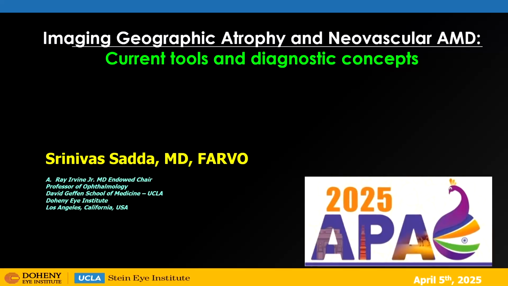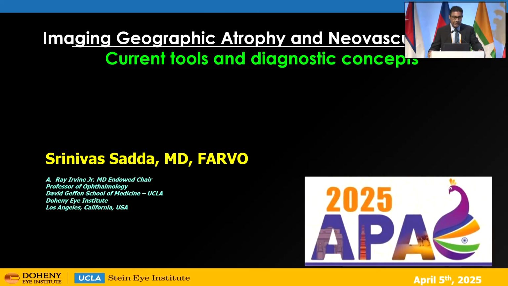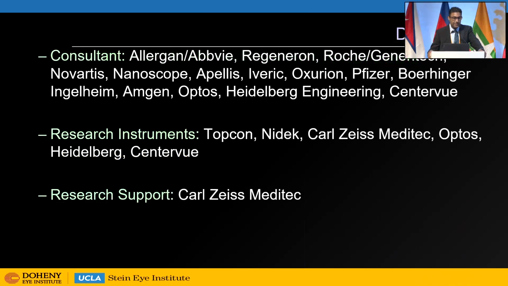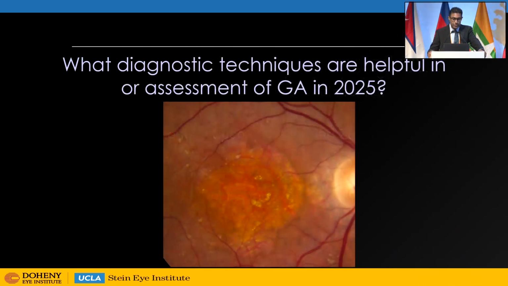Thanks, Paisan. Okay, fantastic. So I have a tall order to cover in 10 minutes, so I'm going to talk specifically about geographic atrophy and neovascular AMD, and not say a whole lot about drusen, just because of the limitations of time. These are my disclosures. So let me first start with how we approach the diagnosis of geographic atrophy in 2025.